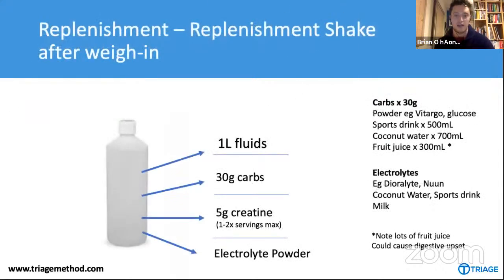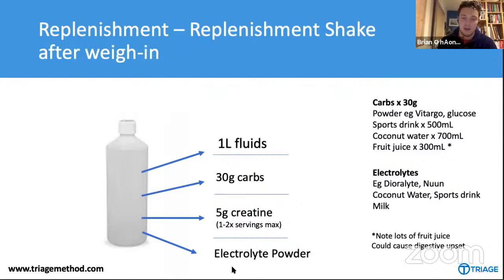So this is the replenishment drink or shake that you can have as soon as you weigh in, as soon as that's done. We're talking about 1 liter of fluids, and within that, you also want to get about 30 grams of carbs and about 5 grams of creatine. But if you're having 2 or 3 of these a day, after weigh-in or in the morning of the competition, just 1 or 2 servings of creatine is enough. Too much and you might get digestive upset.